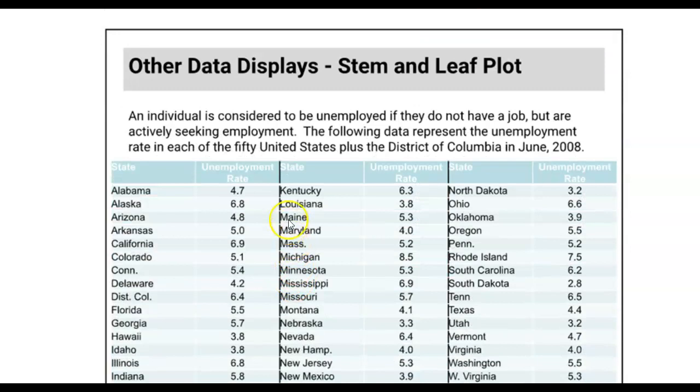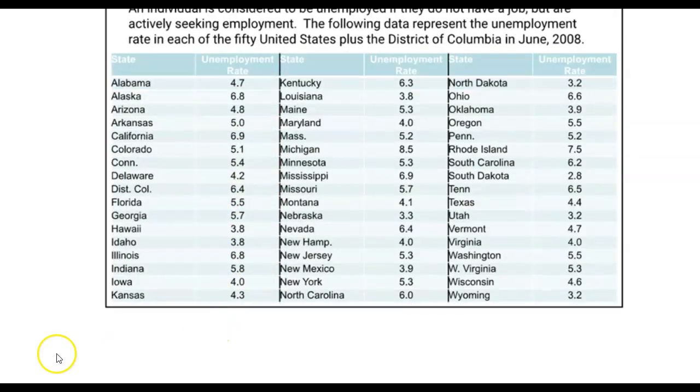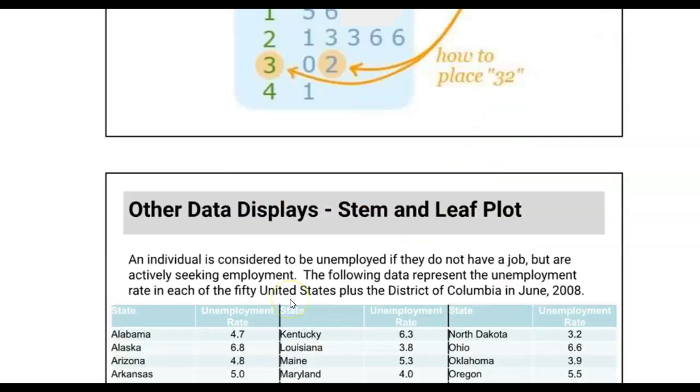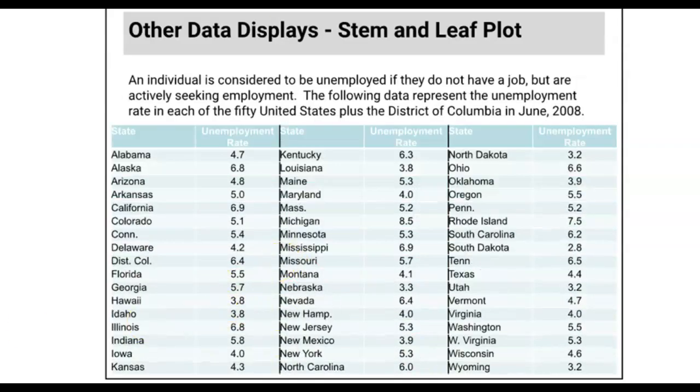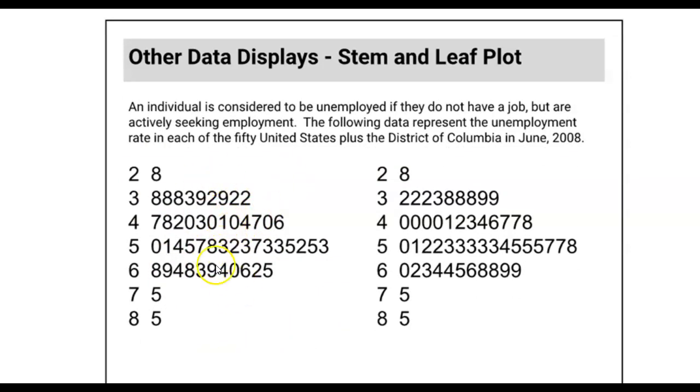Let's see. Other data displays, stem and leaf plots. An easy way to turn this into a stem and leaf plot is to say, well, all of the whole numbers are going to be my stems. All of the decimal parts are going to be my leaves. So here is an example of that. We've just taken this raw data right here and baked it up into a lovely stem and leaf plot. And you can see there's a shape to it. There's a pattern to it. It's easy to see once you make that stem and leaf plot.